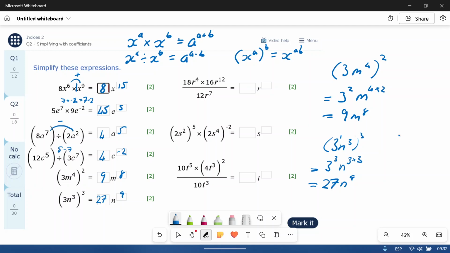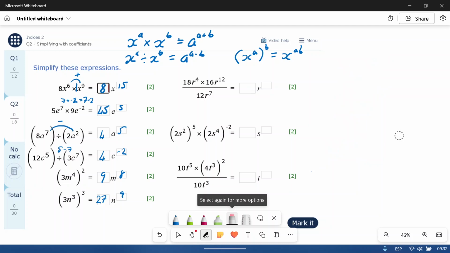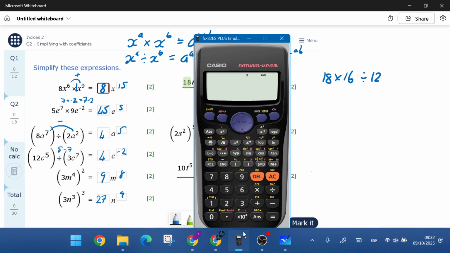Okay, let's move to the right. This is similar to the previous side, it's just more to it. Let's first do the big numbers. Use the highlighter. The 18, the 16, and the 12. That of course will be 18 times 16 divided by 12. You can do this with a calculator if you want. Or, yeah, just save time. Use the calculator.